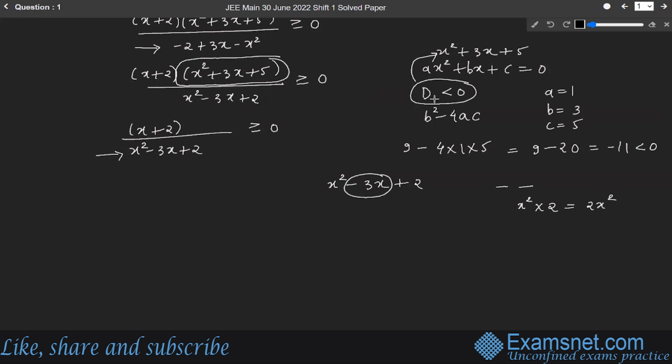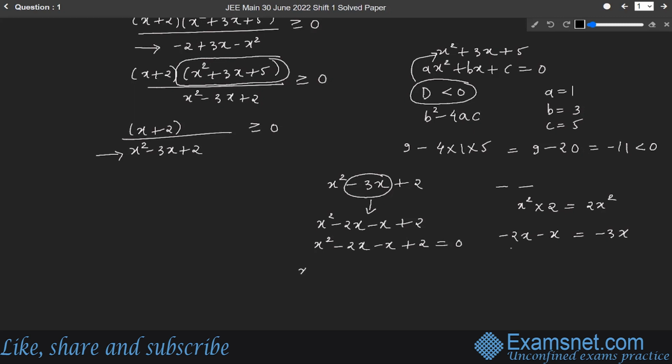Since the middle term is in terms of x, we write minus 2x minus x, which is equal to minus 3x, and when we multiply minus 2x and minus x, it is 2x square. So let us split this as minus 2x minus x. So it will be x square minus 2x minus x plus 2, let it be equal to 0.